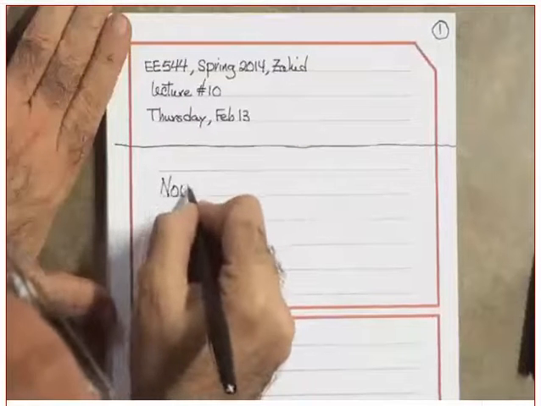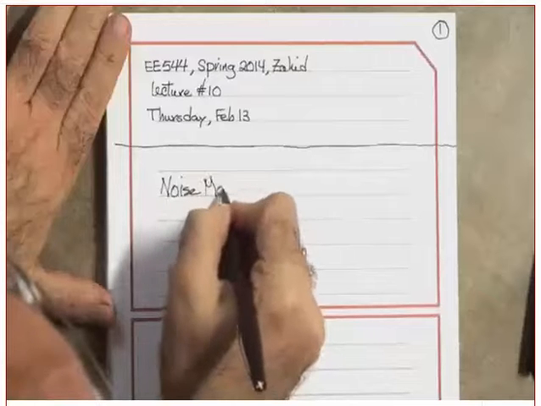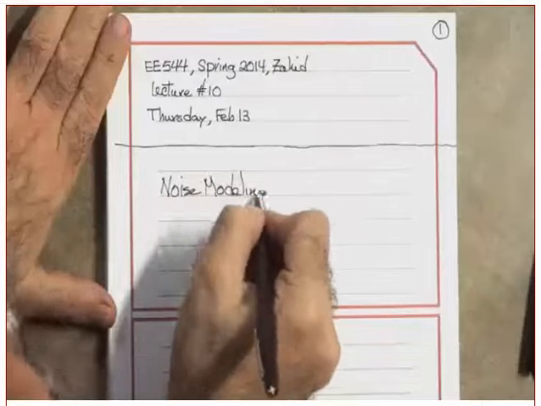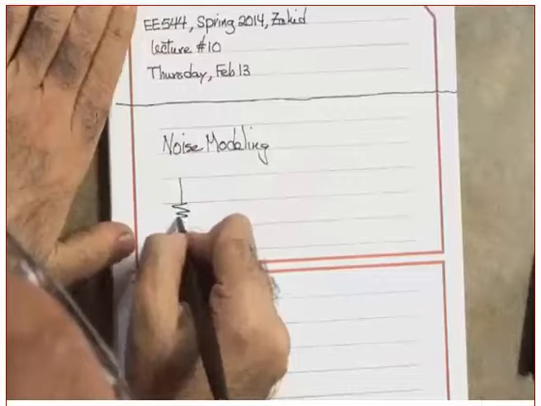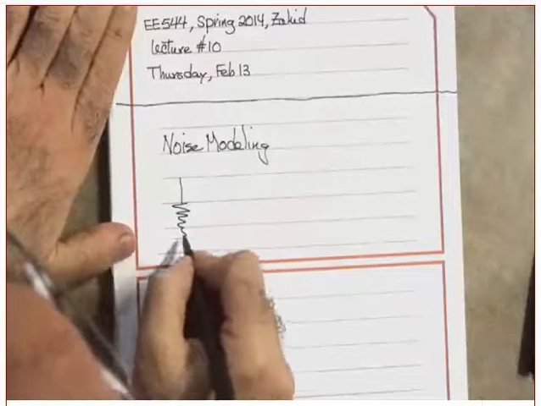The noise modeling. Let's see if you remember, we were talking about what? Noise generated by a resistor. This is a quick review from last time.